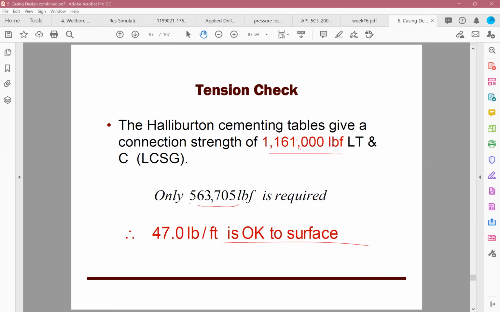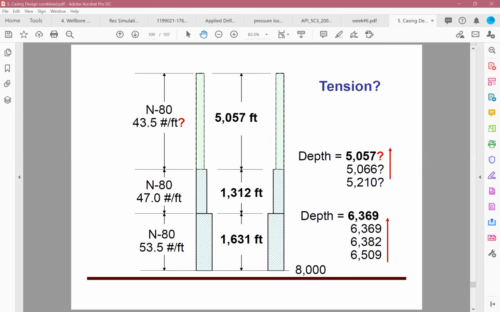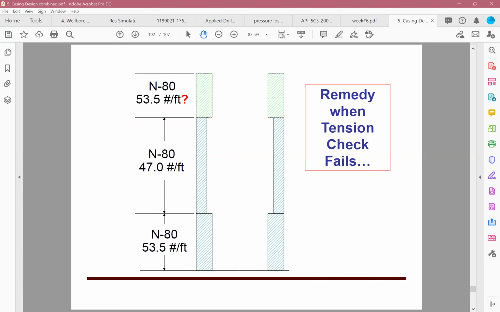So if that number is higher than that, you fail. What do you do? Well, this question I ask you, can we use 43.5? We cannot, right? The reason being that you don't meet the burst requirement. I'll go back to that one. But if you fail the tension, one remedy is to reduce the size of 47 pound per feet, and at the top, use 53.5 pound per feet casing, because this one has higher tension requirements.